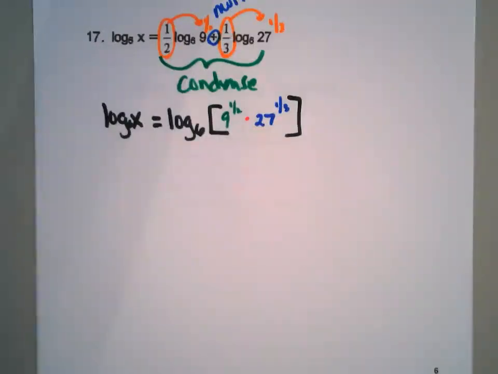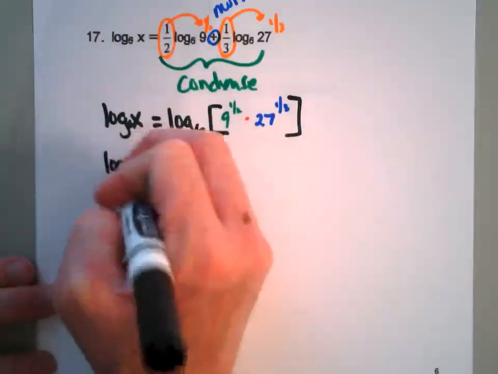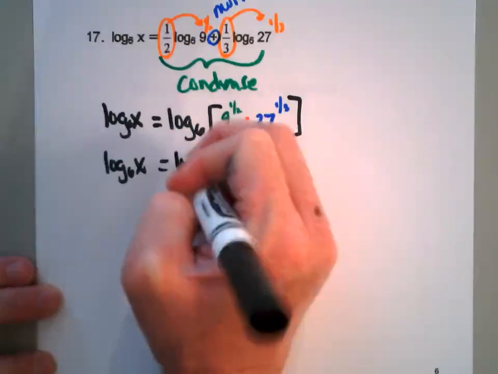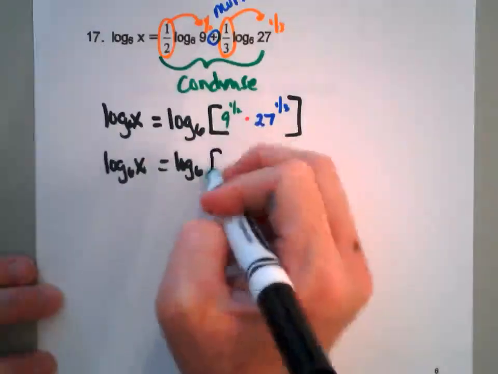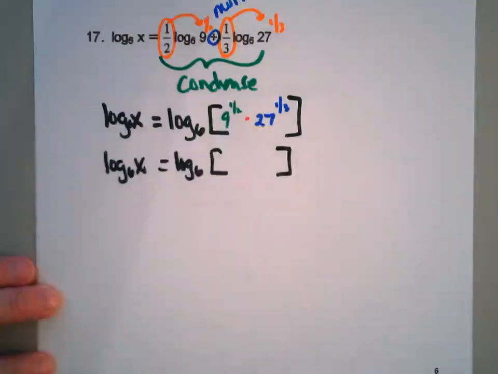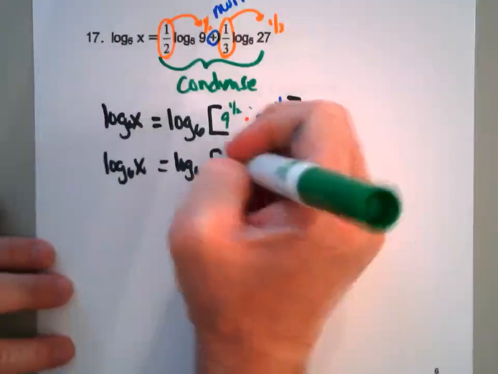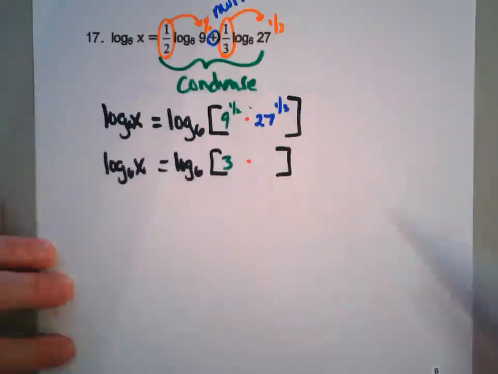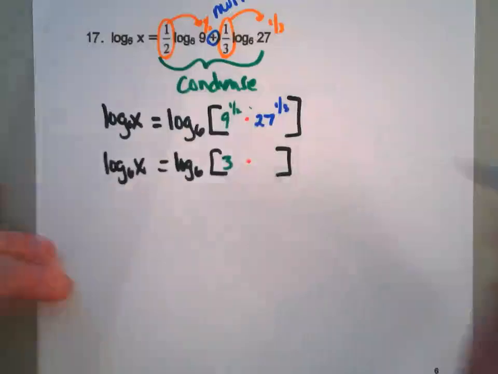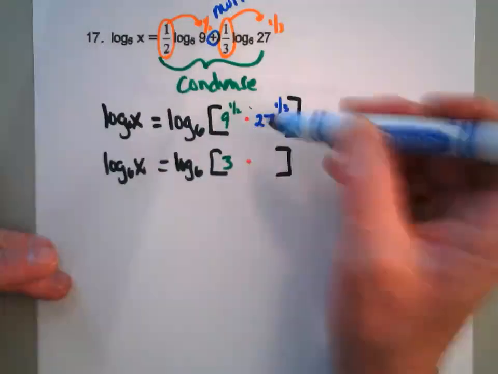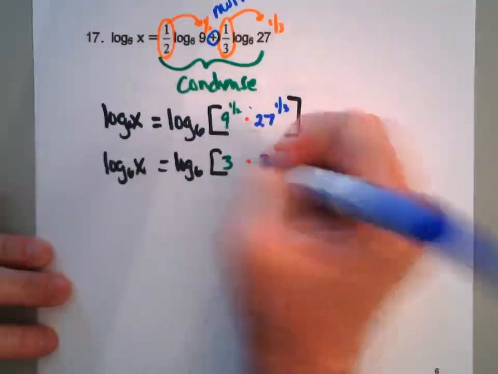All right, so I said I'd take this slow. Log base 6x equals log base 6 with a couple things being multiplied. All right, 9 to the 1/2 power. That means take the square root of 9. That's a 3. 27 to the 1/3 power. That means take the cube root of 27. Cube root of 27 is also 3.